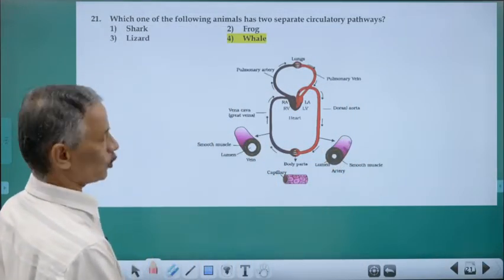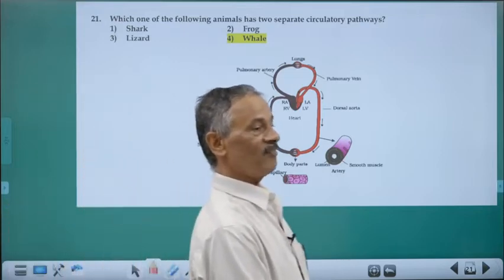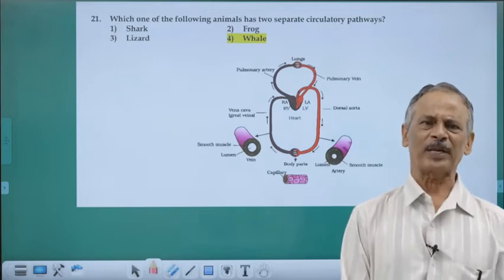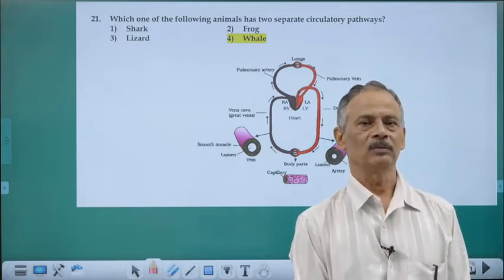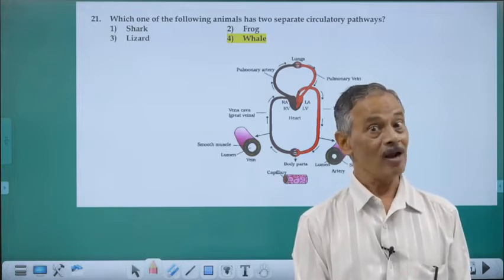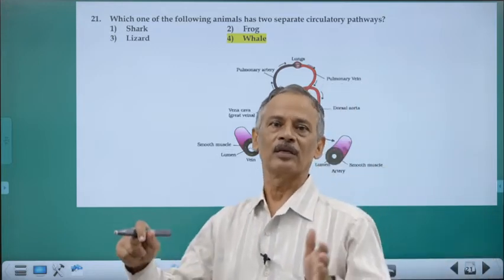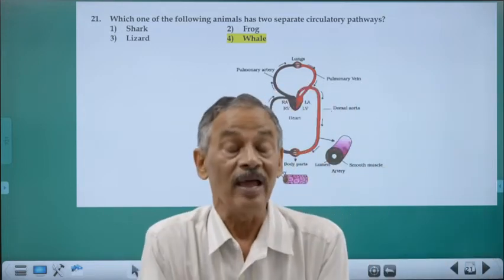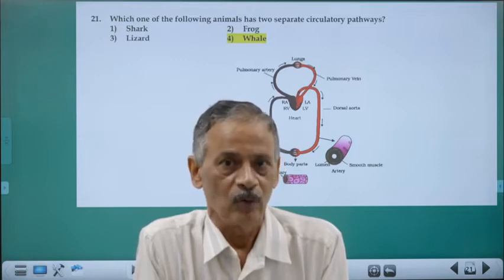Two separate circular pathways, as I told you, with ventricles completely separated, only in birds and mammals as a whole. In reptiles, only crocodiles have it, not all reptiles, only crocodiles. So we cannot take reptiles as a whole as having a double complete circulation. Okay.